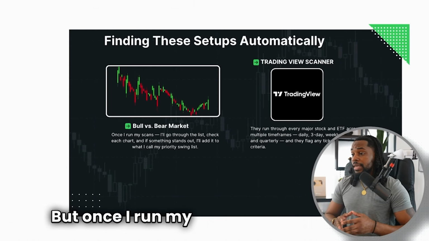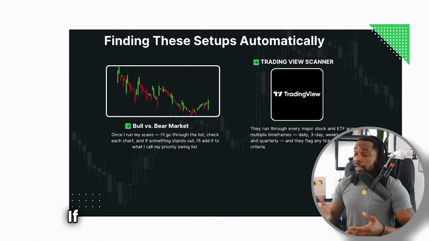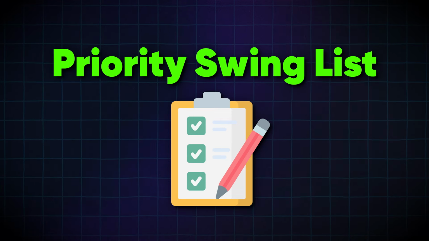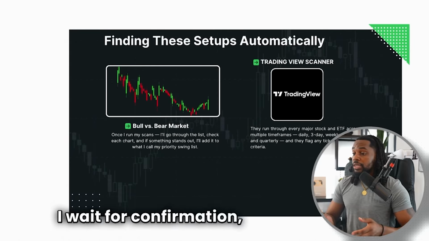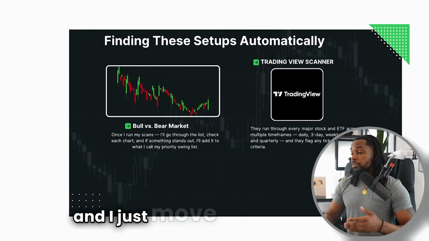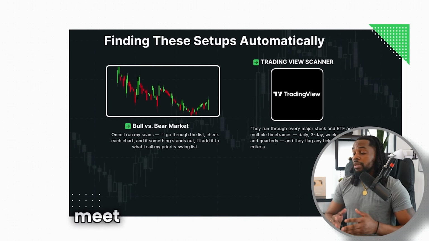But once I run my scans, I'll go through the list and check out any chart that I find interesting. If something stands out, I'll add it to what I call my priority swing list. And that's where I track my best potential setups. I wait for confirmation. And if I get it, I take the trade. If I don't, I delete it and I just move on. It's super simple and it keeps me from forcing trades that don't meet my criteria.